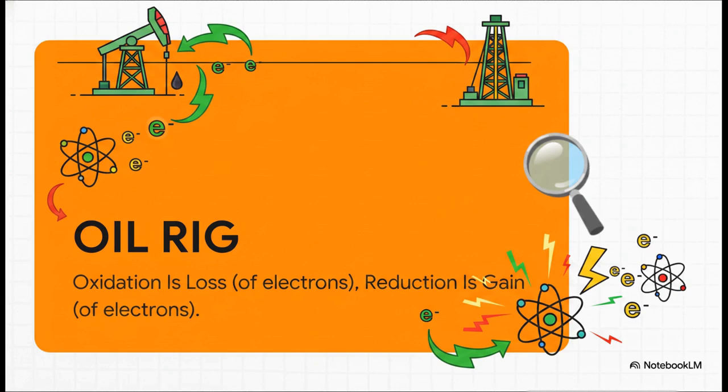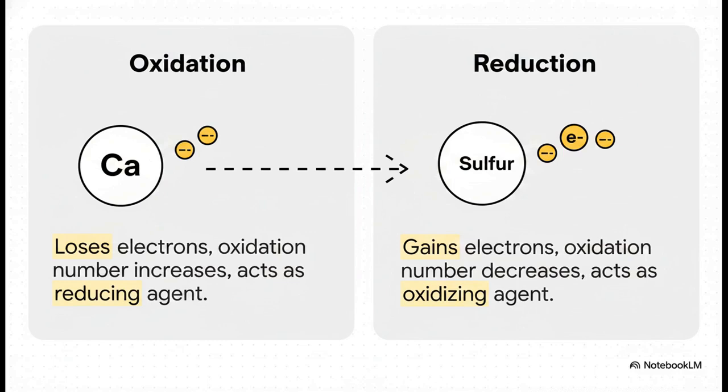If a substance loses electrons, it's oxidized. If it gains them, it's reduced. It is literally the master key to unlocking any redox reaction you'll see. And you have to remember that oxidation and reduction are perfect opposites. They always happen together. You just can't have one without the other.